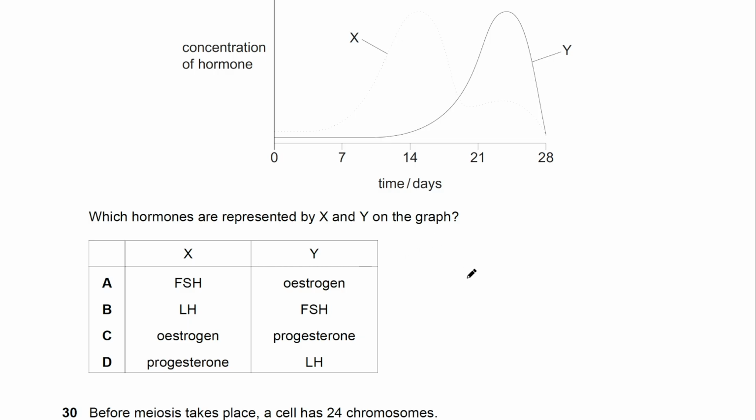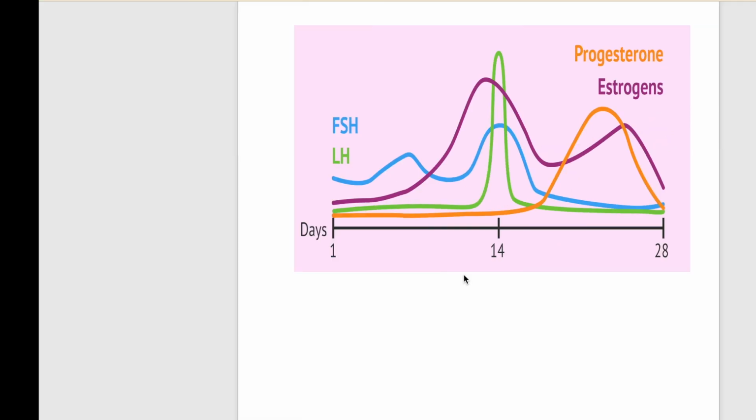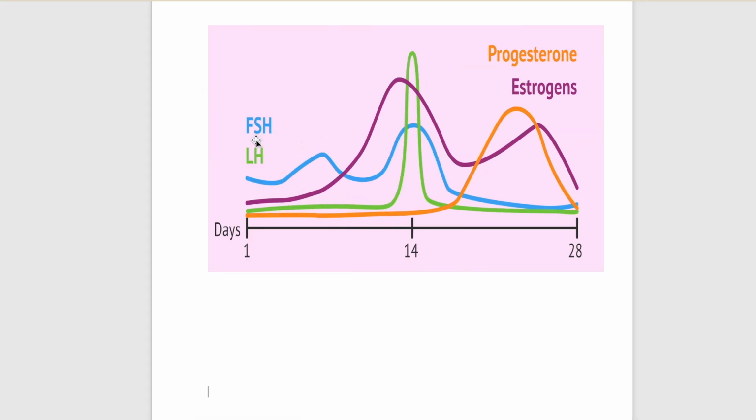FSH, estrogen, the first one. Sure, it's not FSH or LH. No, let me just show you this diagram that will help you to remember. As you see here, FSH and LH will rise only at day 14 for ovulation. But if you look at the estrogen moving up, and then progesterone, you know estrogen is for ovulation, progesterone also, and estrogen for the thickening of the endometrium.